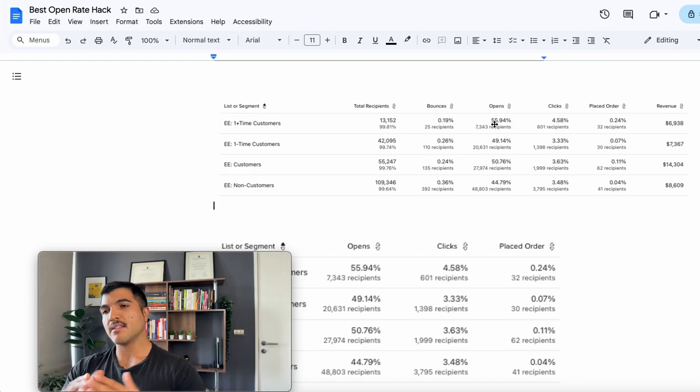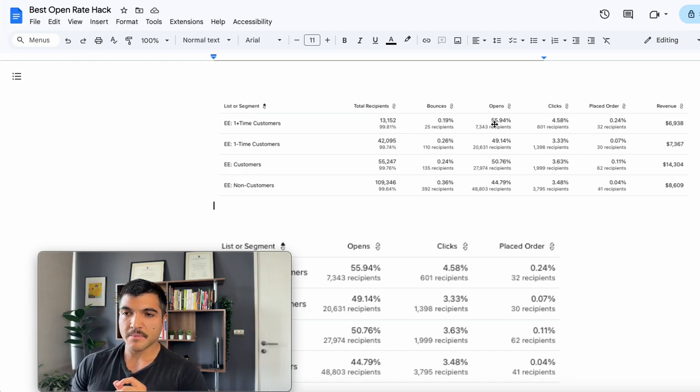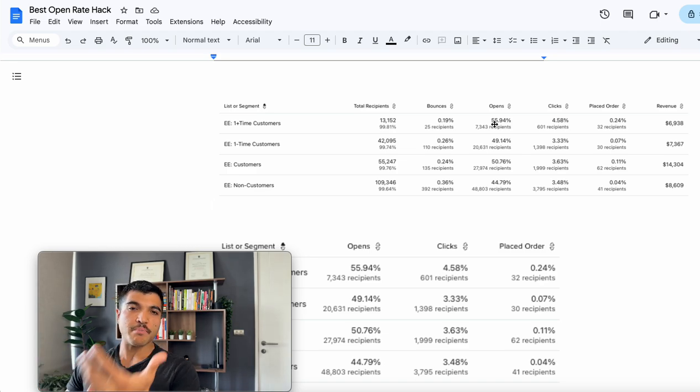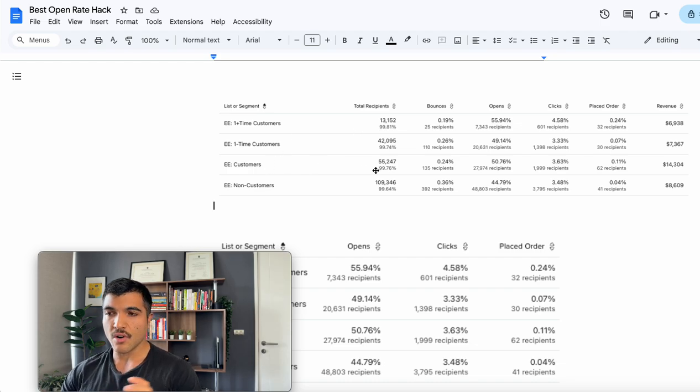And then on the back end, you can email them and they'll pay more attention because they have paid you money. So that's the hack. And this is a behavior we see across all of our clients. The customers, specifically the repeat customers, but as you can see, the customers overall are more invested, more engaged with our emails.